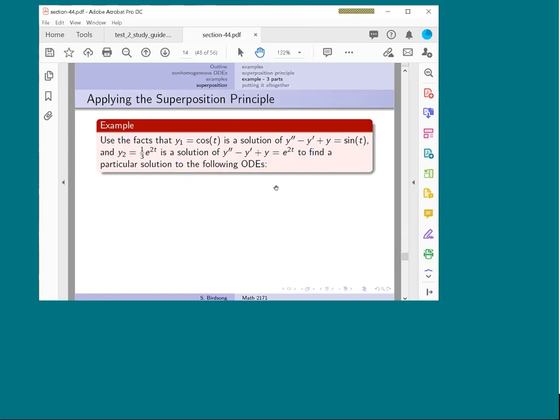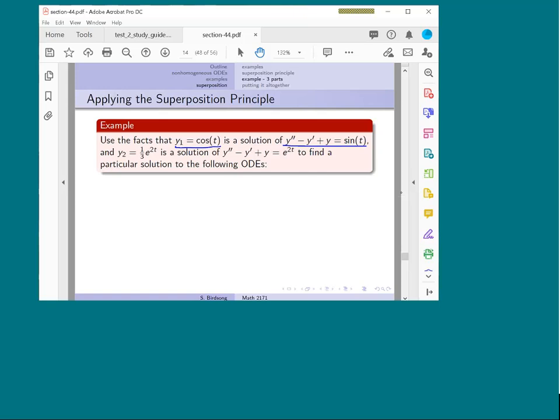So here's all the information, and then we're going to walk it out down below. So suppose you have a differential equation of second derivative of y minus first derivative of y plus y all equals sine of t, and you're told that cosine is a particular solution of that guy. Are there more solutions? Definitely, but cosine is a solution.